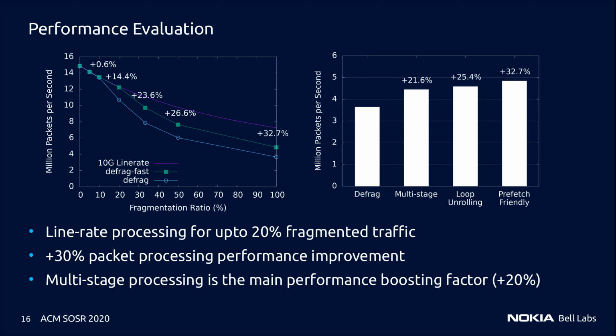On the right-hand side, we look at where the performance improvement of our design comes from. As I presented earlier, our design incorporates several features, and here we add each of these features to the prototype one by one and look at how much each feature contributes to the throughput performance. As it turns out, the most dominant performance boost, about 20%, comes from multi-stage processing, and the other two features each contribute about 5 to 7% additional boost.